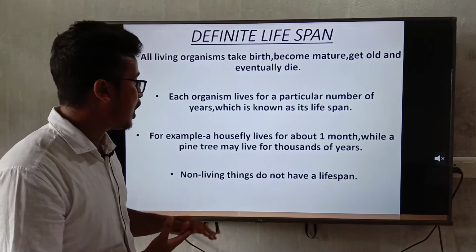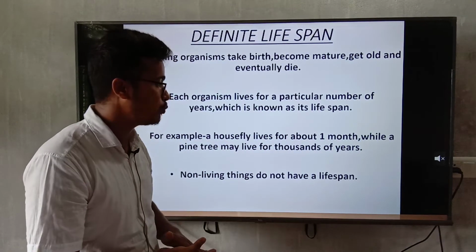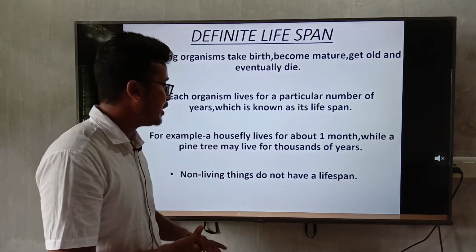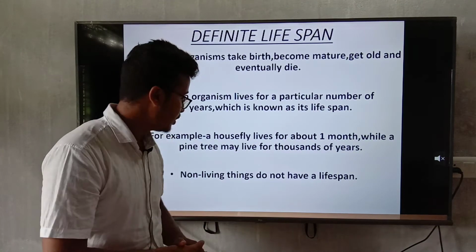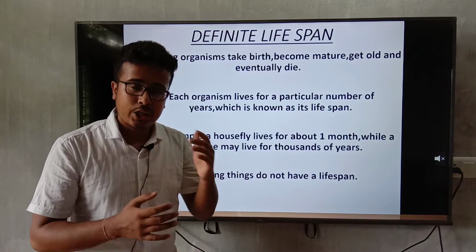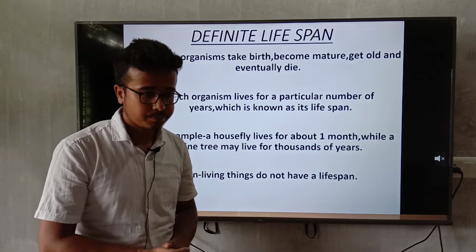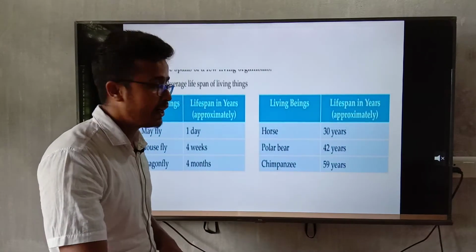For example, a housefly lives for only about 1 month, while a pine tree may live for thousands of years. Non-living things do not have a lifespan. Now I will show you a chart table.